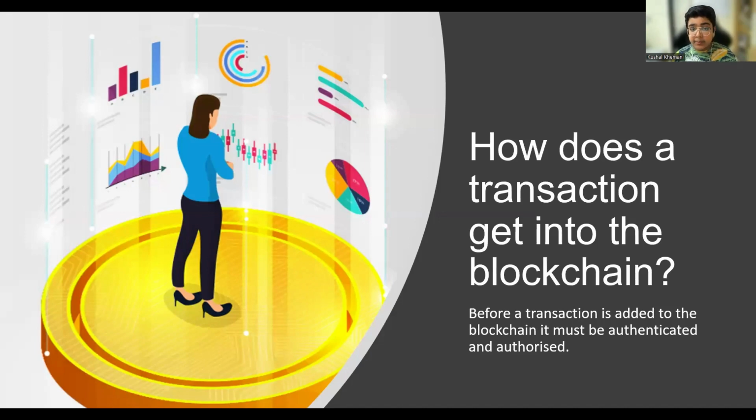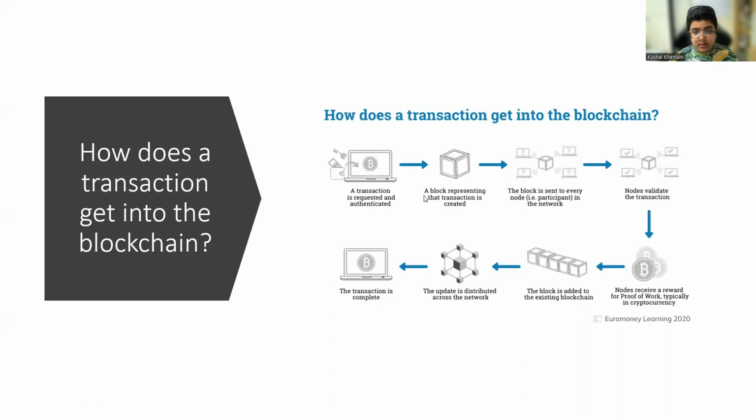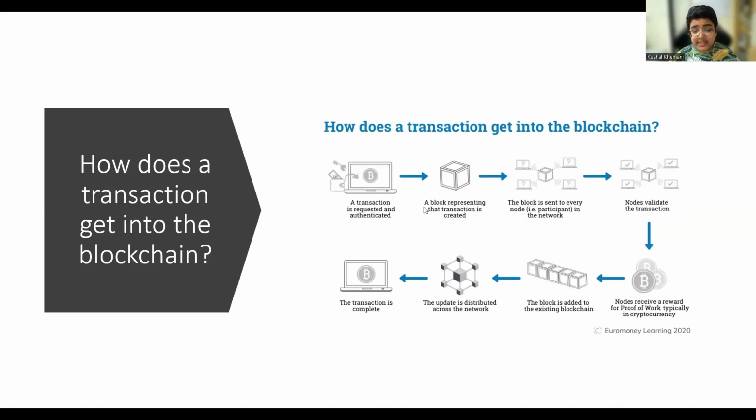In this video, I'm going to teach you how a transaction gets into the blockchain. This is part 2 of blockchain. Before a transaction is added to the blockchain, it must be authenticated and authorized. There are several key steps a transaction must follow before it is added to the blockchain.